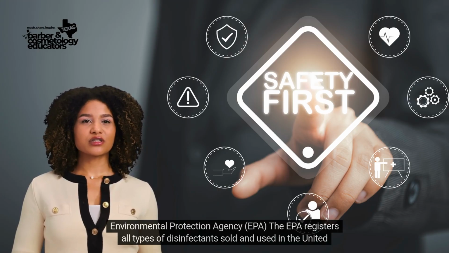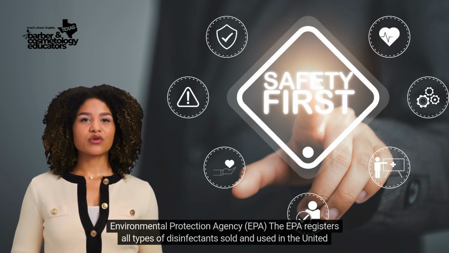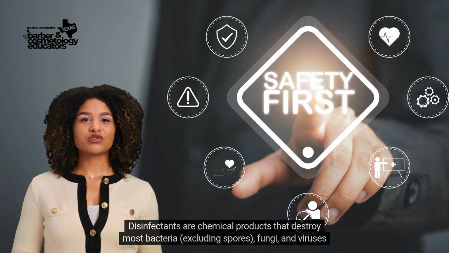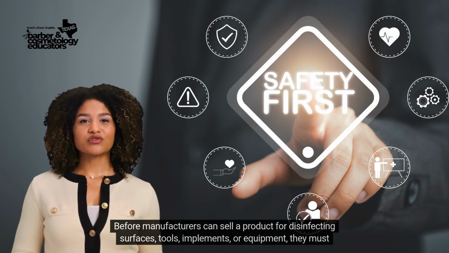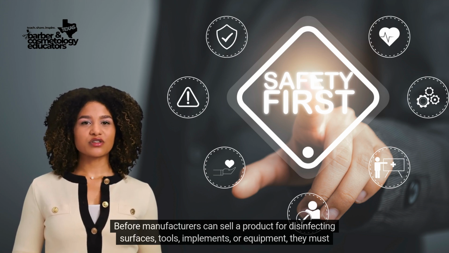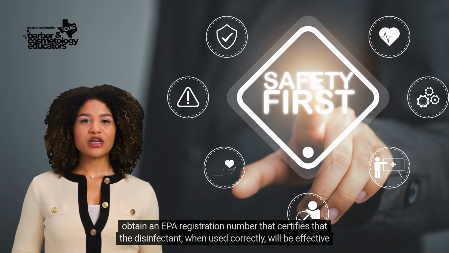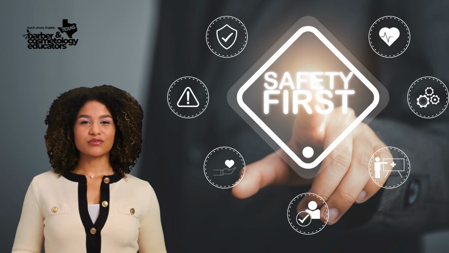Environmental Protection Agency, EPA. The EPA registers all types of disinfectants sold and used in the United States. Disinfectants are chemical products that destroy most bacteria, excluding spores, fungi, and viruses on surfaces. Before manufacturers can sell a product for disinfecting surfaces, tools, implements, or equipment, they must obtain an EPA registration number that certifies that the disinfectant, when used correctly, will be effective against the pathogens listed on the label.